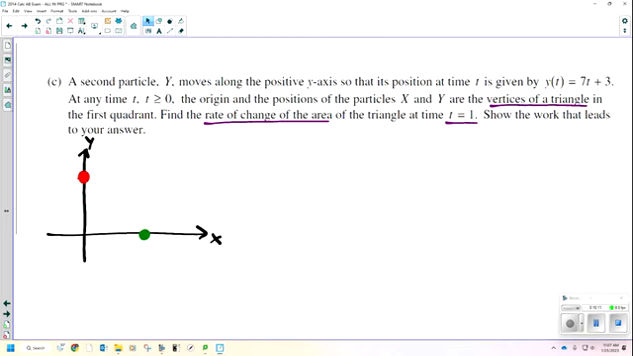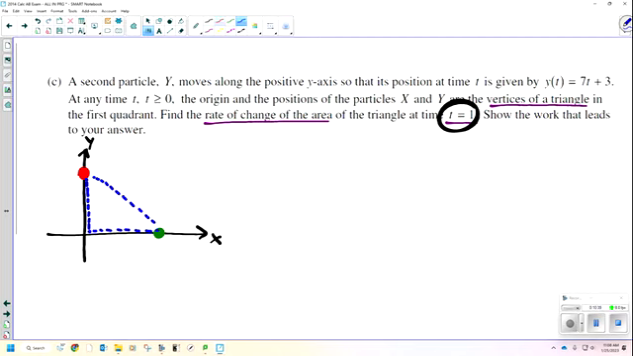But right at time one, 1 second, which is this bad boy right here, let's say X is right there at 1 second, boom, Y is right here at 1 second. Then that means we're going to create a triangle. And at that moment, they want to know the rate of change of the area of that triangle.